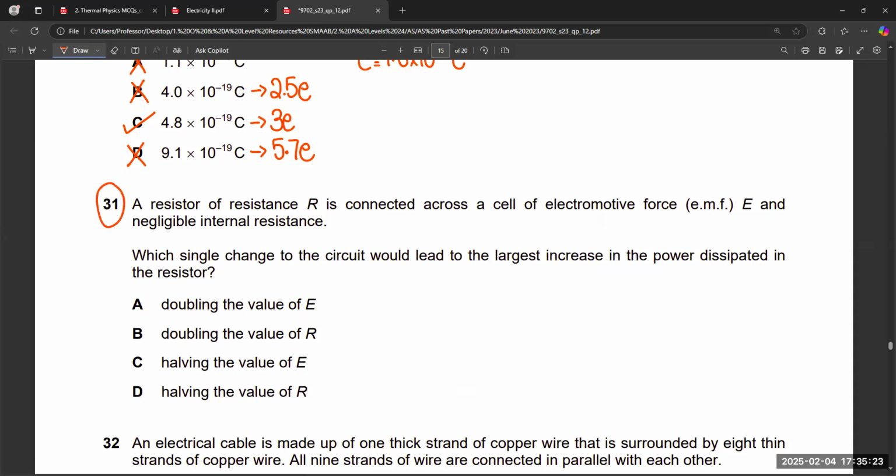Question number 31. A resistor of resistance capital R is connected across a cell of EMF capital E and negligible internal resistance. Which single change to the circuit would lead to the largest increase in the power? Single change, largest increase in the power dissipated in the resistor. So which factor do you think will make the greatest change in power dissipation through the resistor?